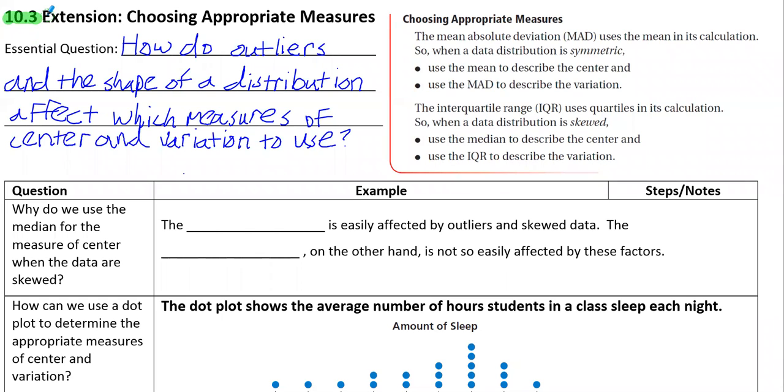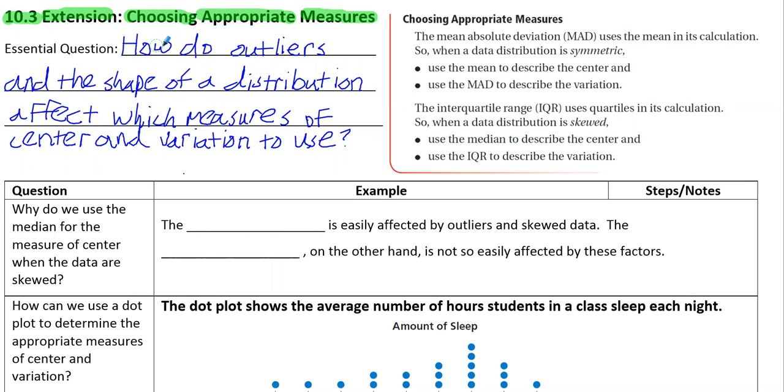Math 6 students, 10.3 extension. Choosing appropriate measures. So you've already done 10.3. This is an extension, and it's a really important one because it tells us which measures of center and variation we should use given certain data sets.